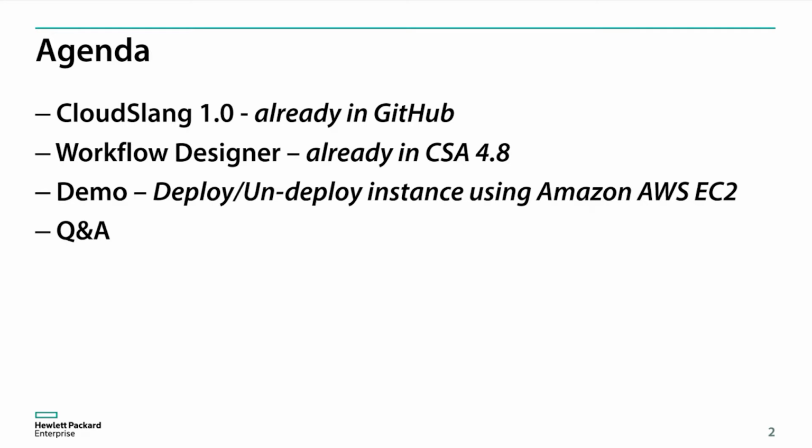So we'll run through a few items around CloudSlang. I'll try to focus on the new stuff that was added in this 1.0 enterprise ready version. And then we'll jump to the workflow designer. As you might know, this was already released in CSA 4.8. I will share a few things on slides, and then we'll jump to a demo. The demo will consist of showing both Workflow Designer and Central and some deployment and undeployment of Amazon EC2 instances.